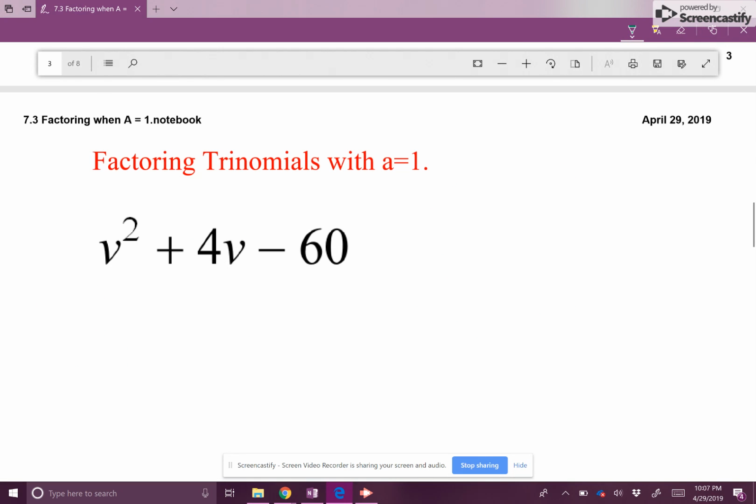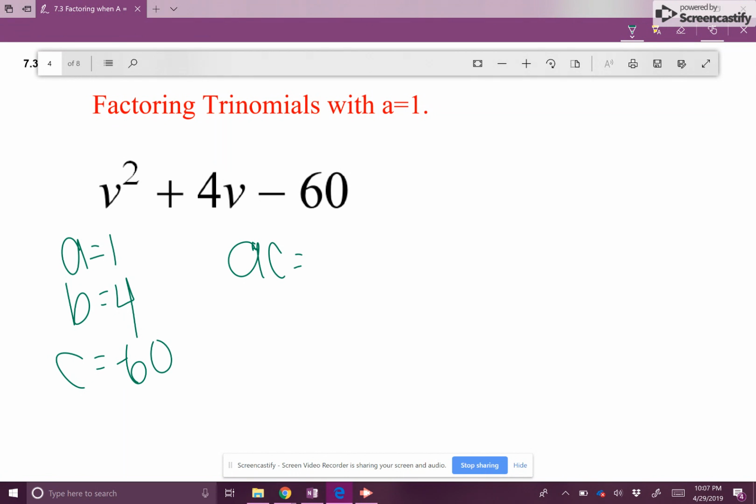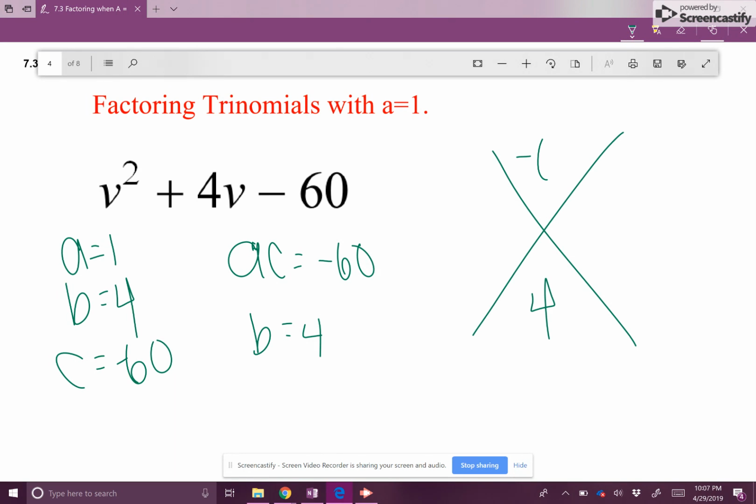Let's try one more. So for this quantity here, let's identify quickly what our a, b, and c are. Our a is 1, b is 4, and c is negative 60. So we're looking for numbers that multiply to make negative 60 while adding together to make 4. So if we make our x model, think about what two terms multiply to make negative 60 and add together to make 4.